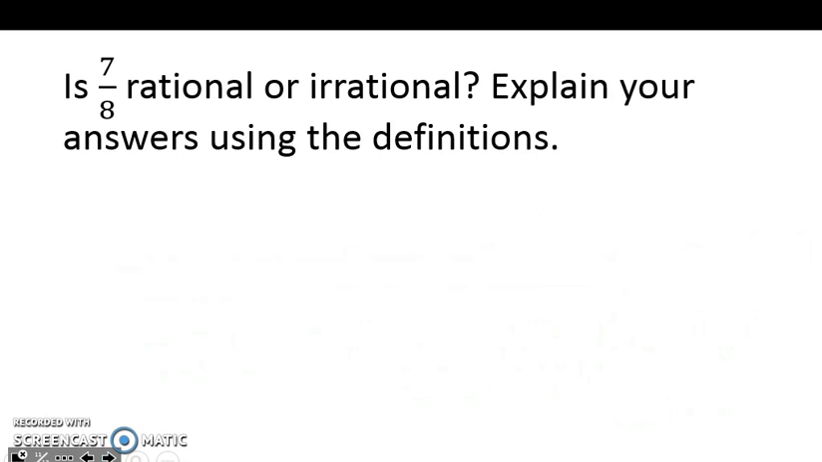Is 7/8 rational or irrational? Explain your answer using the definitions. Okay, so 7/8, we first have to evaluate that. So 7 divided by 8. I get 0.875. Is that rational or is it irrational? Pause the video, think about it, and then write your response. You should say that that is a rational number. And the reason why that is a rational number is because it is a terminating decimal. It ends.